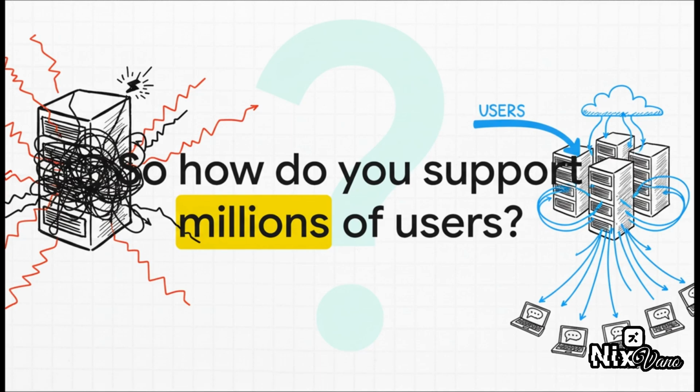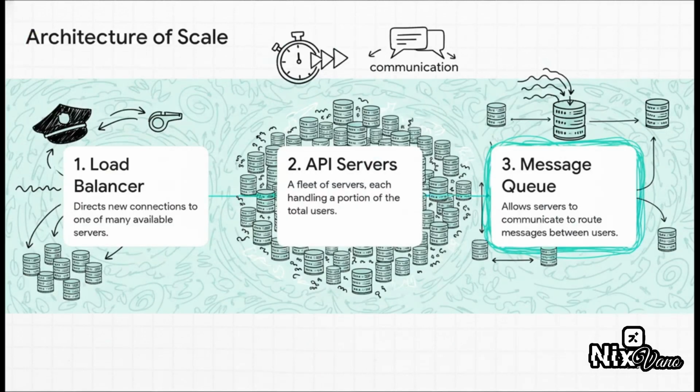So how do the big apps actually do it? The solution is this huge distributed system, and it has three main parts. First, right at the front door, you've got a load balancer. Think of it like a super smart traffic cop for the internet. Its only job is to direct every new person connecting to an available server so no single machine gets overloaded.